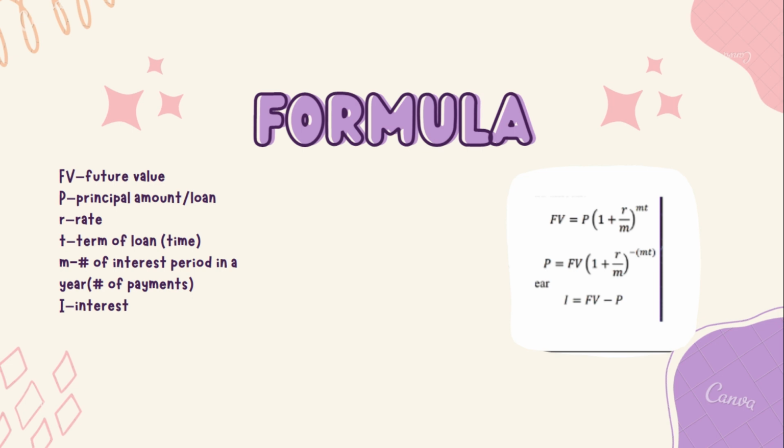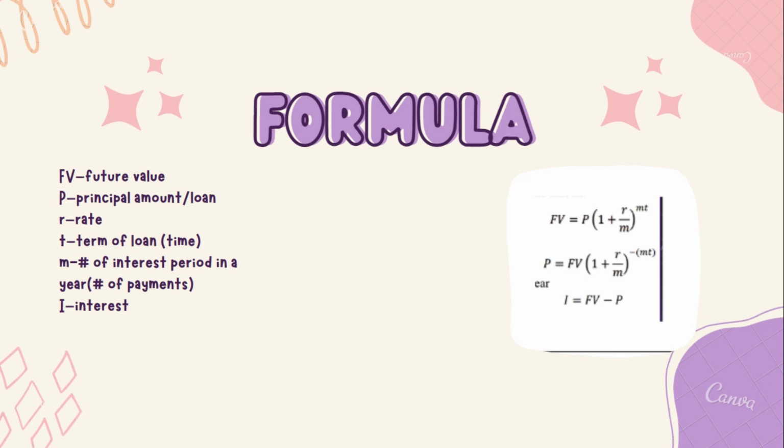Next is P or principal amount or loan. R is rate. T is time or term of loan. And M is the number of interest periods in a year. It is the number of payments. And I is interest.